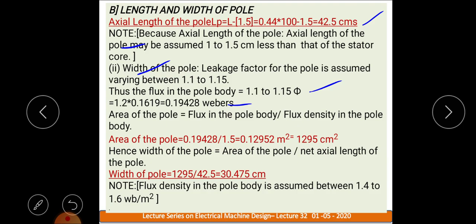So now area of pole is given as flux in the pole body divided by flux density in the pole body. So area of pole equal to 0.19428 divided by flux density, which is 1.5. So we are going to calculate it as 1295 centimeters square. Area of pole is 0.12952 meter square or 1295 centimeter square.